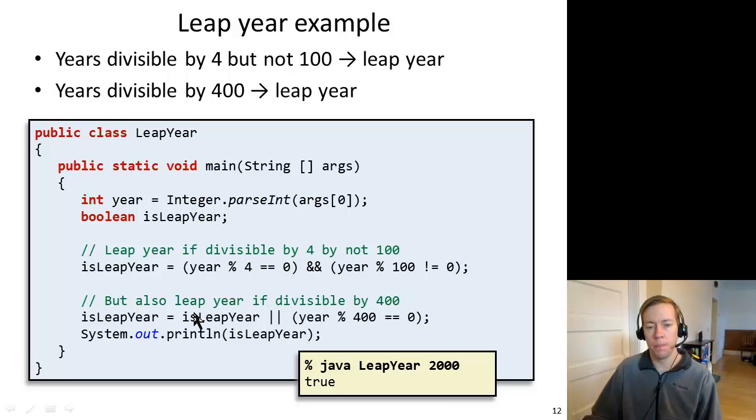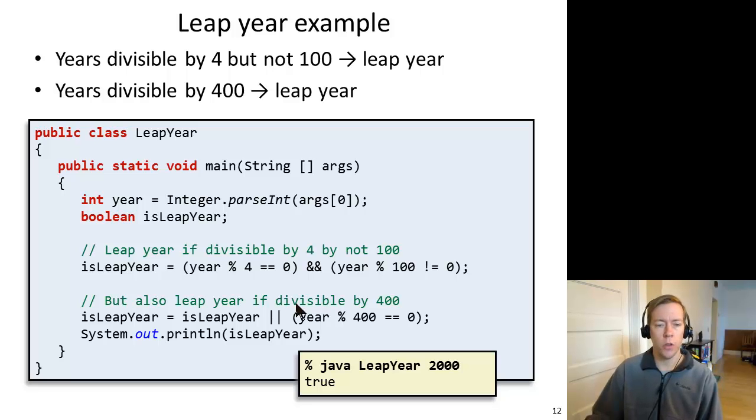So if it is a leap year, or the year is divisible by 400, then it's also a leap year. This handles the case where we thought it wasn't a leap year, but it turns out it's a year divisible by 400, then it's a leap year again.